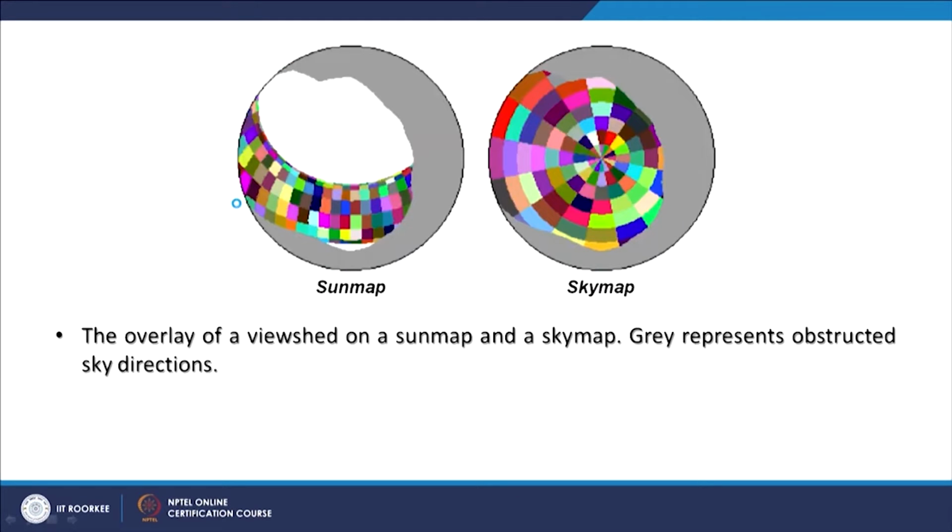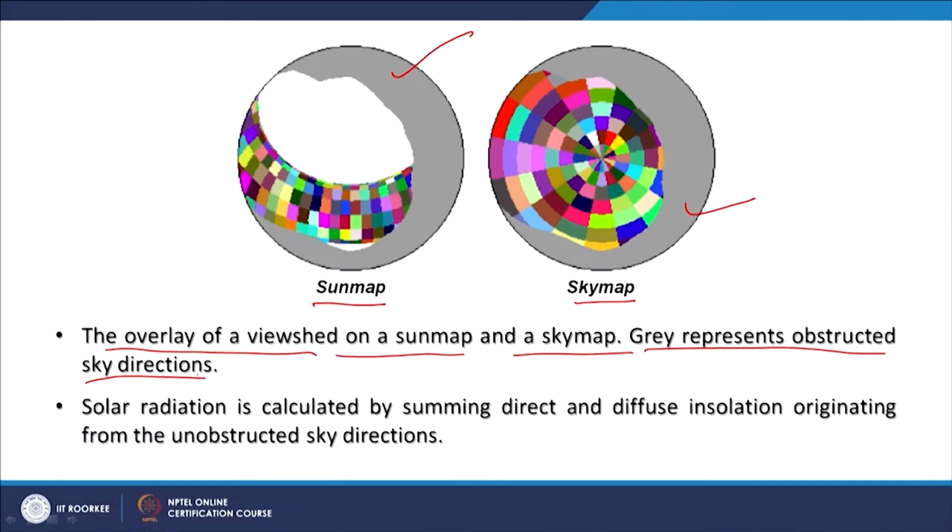So here is our sun map with obstruction information, and this is our sky map, again with the obstruction information. When we overlay all this, the overlay of a viewshed on a sun map or a sky map, of course the grey areas represent the obstructed area. So solar radiation, this is for the direct and this is for the diffuse.